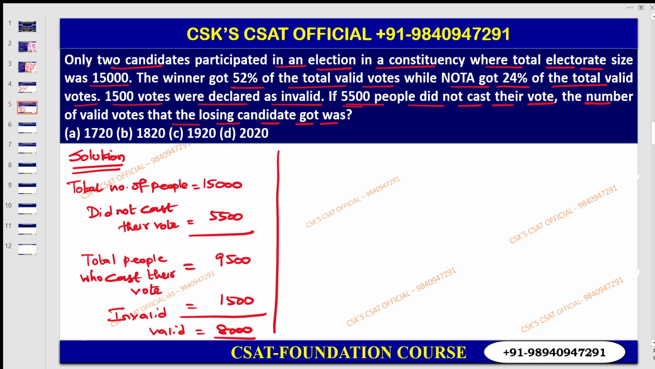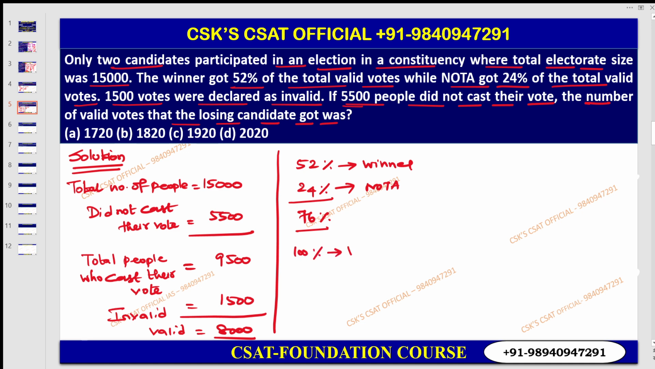Okay. Now from this valid vote, 52% of the total valid votes is going to be the winner. So you can see a lot of ways are there after finding the valid votes here, right? What is the total number of valid votes of the losing candidate? 52 for this person, for a Nota 24%. You can calculate the rest of the percentage with respect to this. So this is nothing but a 76%.